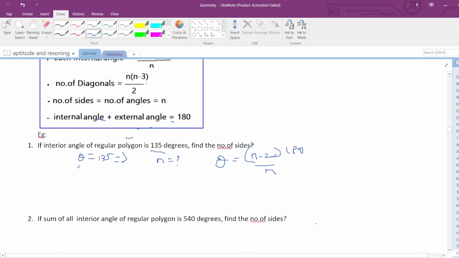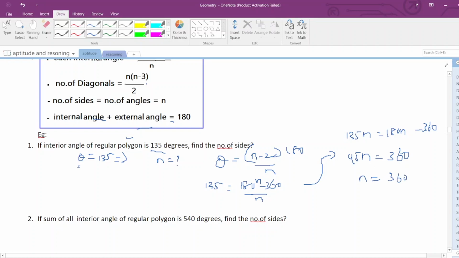Okay. Now substitute theta is equal to 135 and (n minus 2) into 180. So 180 minus 360 by n. So it becomes 135n is equal to 180n minus 360. So 135n from 180n, and 360 becomes plus. So 180 minus 135, it becomes 45n is equal to 360. So n is equal to 360 by 45. 45 ones are 45, 2 is 90, 8 is 360, right? 45 times 8. So n is equal to 8.